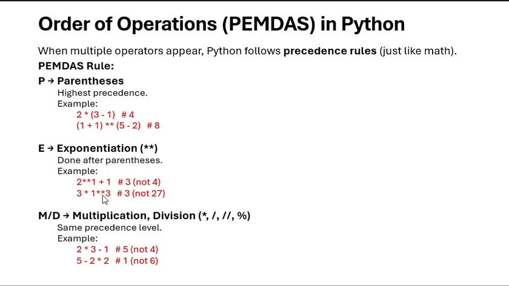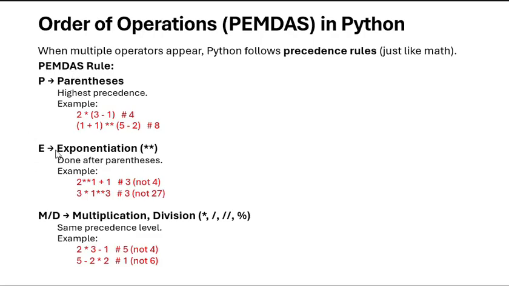Again 3 into 1 exponent 3. You have to solve the exponent first. That's why 1 power 3 will be 1 only. 3 into 1, the result is 3, not 27. Okay, when you solve from left to right, you will get 27. But this is not the proper way to solve this question. Got it? Exponent is first.